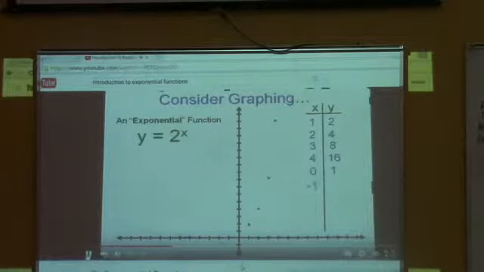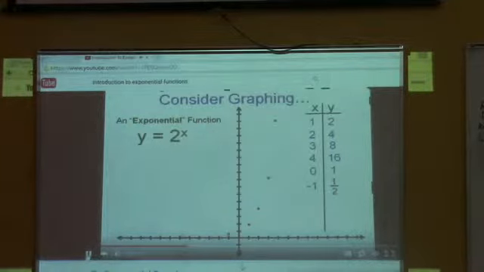What if we put in negatives? 2 to the minus 1 power. Remember, that's not a negative number. 2 to the minus 1 power is the reciprocal. That's what the negative does. So it's 1 over 2 to the 1st, or 1/2. So let's look at the point back 1, or negative 1, and up 1/2.